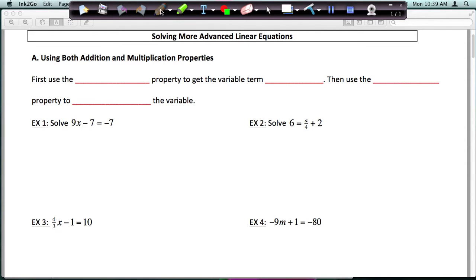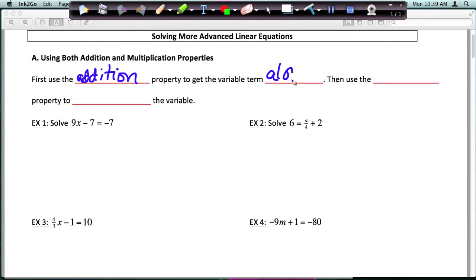Okay, we're going to look at solving some more advanced linear equations. We've talked about the addition and multiplication properties separately, and now we're going to combine them together. When you have something that involves both of these properties, the first thing you do is use the addition property to get the variable term, that means the term with the variable in it, alone.